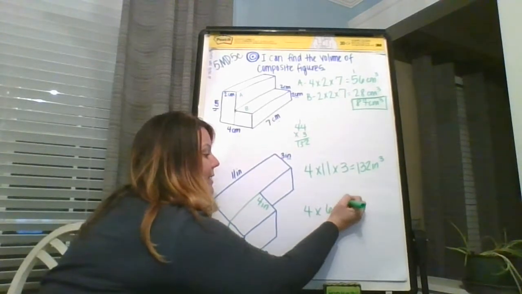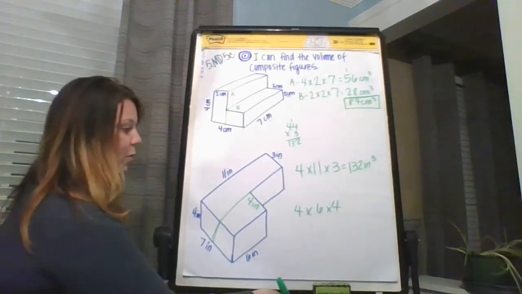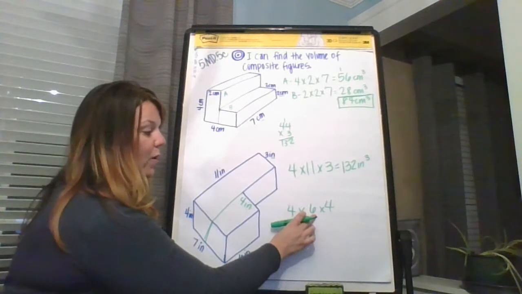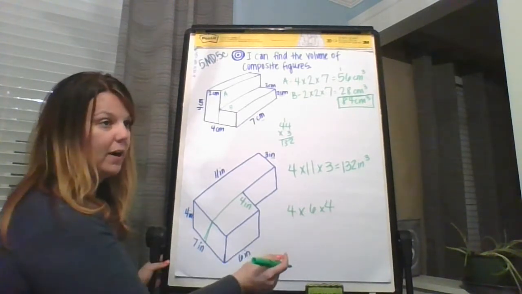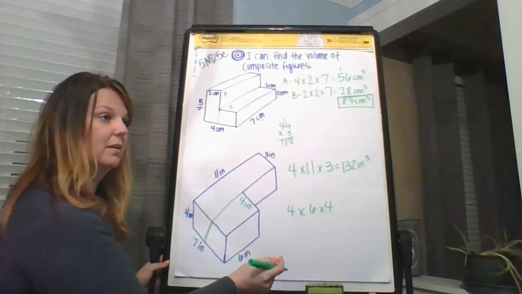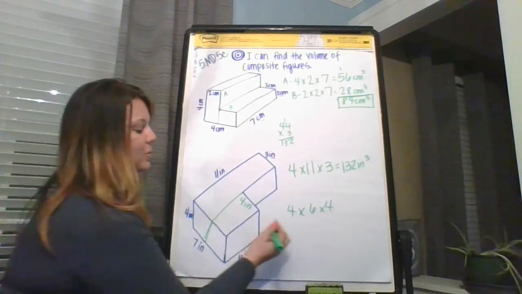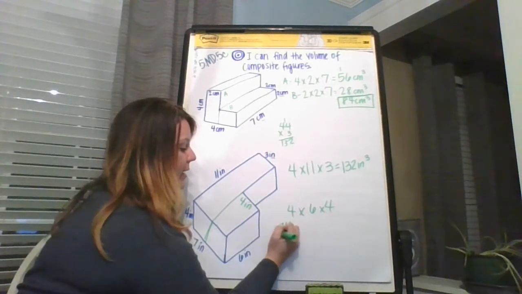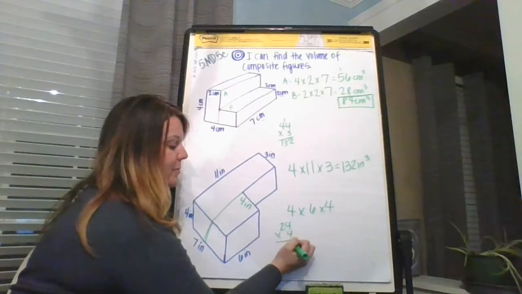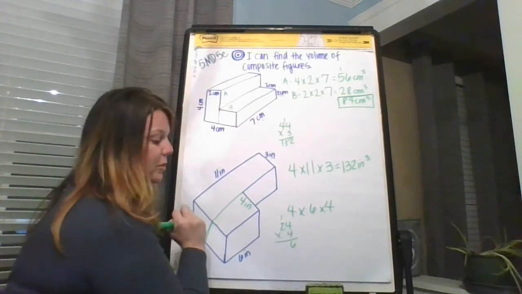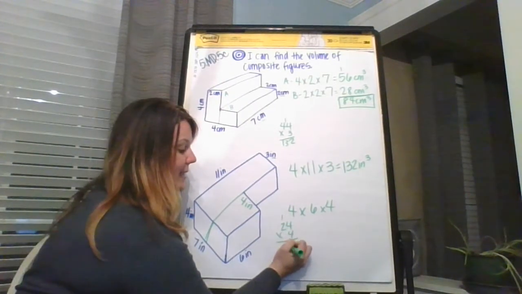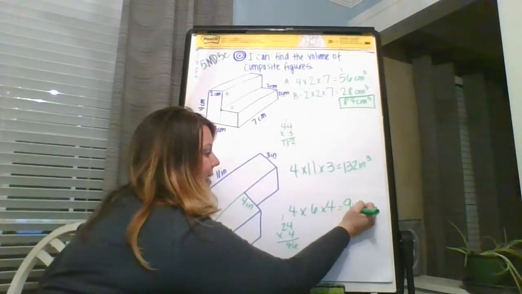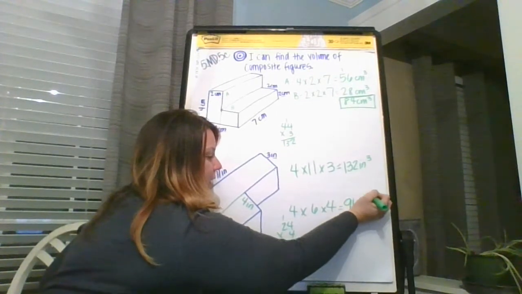So I'm going to do 4 times 6 times 4. So 4 times 6 is 24, and 24 times 4 is going to be what, 96? Let's work that out to be sure. 24 times 4. 4 times 4 is 16. 4 times 2 is 8. Plus 1 makes 96. Yes, 96 inches cubed.